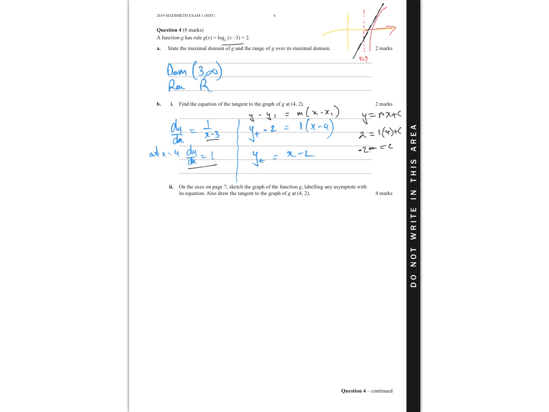On the axis on page 7, sketch the graph of the function, labeling asymptotes, and also draw the tangent to the graph.